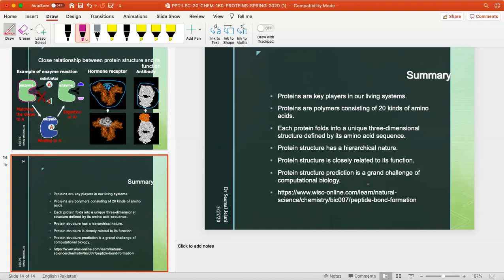Protein structure prediction is a grand challenge of computational chemistry. By using computational chemistry or biology, you can predict different other functions or protein structures. So this is the reference from where I have taken all this information. I hope you understood this lecture.